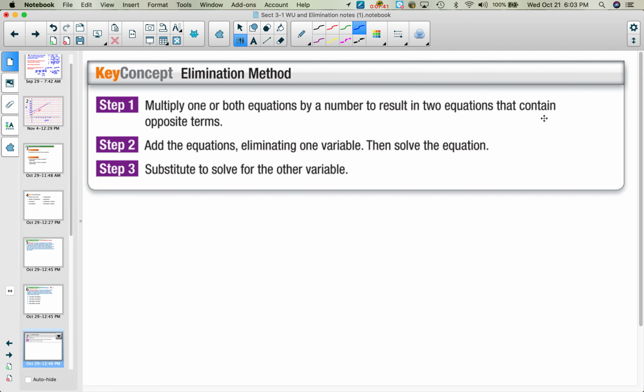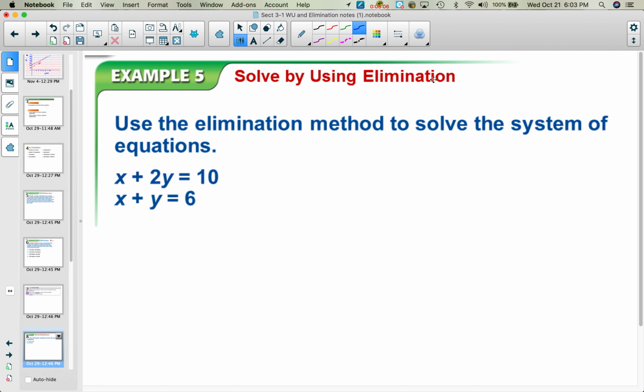The first step to using the elimination method is you multiply one or both equations by a number to result in two equations that contain opposite terms. Then you're going to add the equations, eliminating one variable, which is where it gets its name, and then you solve the equation, and you will have to substitute to solve for the other variable. You might not understand exactly what I meant by that, so let me show you an example.